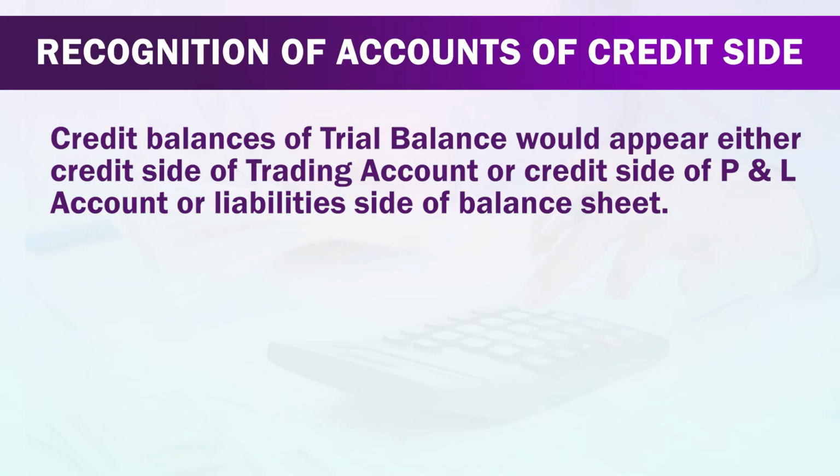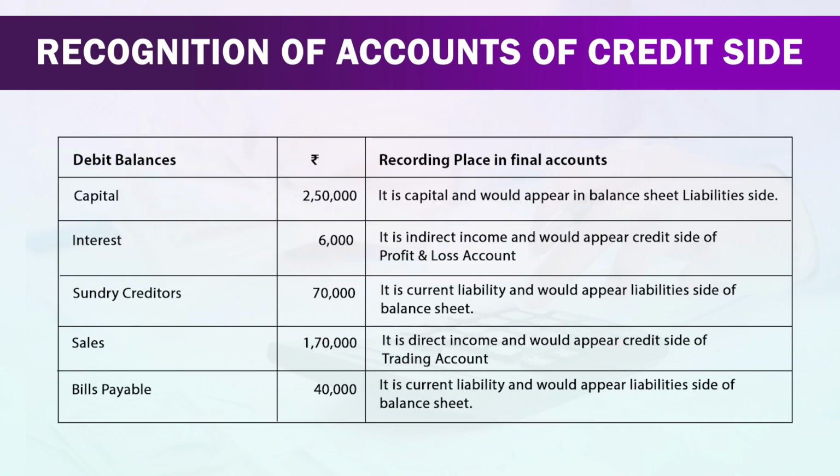Now friends, after having recognition of accounts of debit side, let us see the items of credit side. Credit balances of trial balance would appear either on the credit side of trading account, or credit side of profit and loss account, or liability side of balance sheet. The first item given to us in the trial balance at the credit side is capital, rupees 2,50,000. It is capital and would appear in balance sheet liability side.